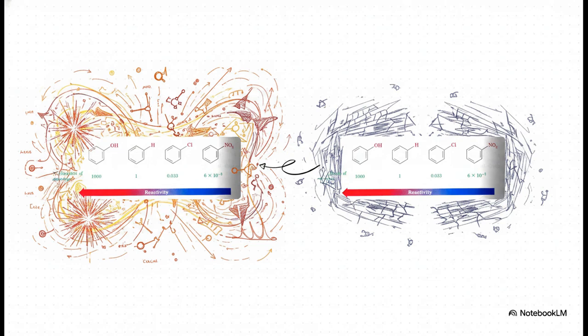Because the sheer scale of the difference we're talking about is literally staggering. If we set standard benzene right in the middle with a baseline rate of 1, notice what happens when we swap that hydrogen for an activating OH group on the far left. Boom, the relative rate is 1,000. But then look on the far right. Swapping it for a nitro group drops the rate to 6 times 10 to the negative 8th. It becomes over 10 million times less reactive. That is an absolutely wild range of speeds.